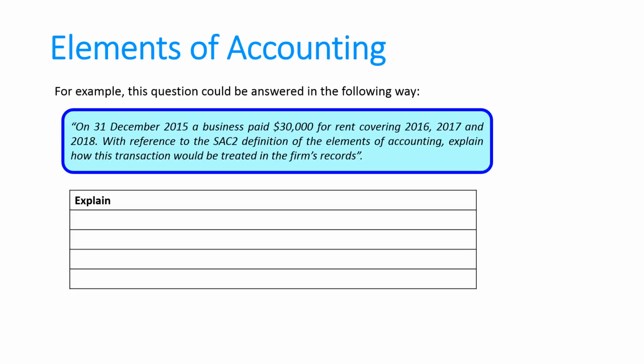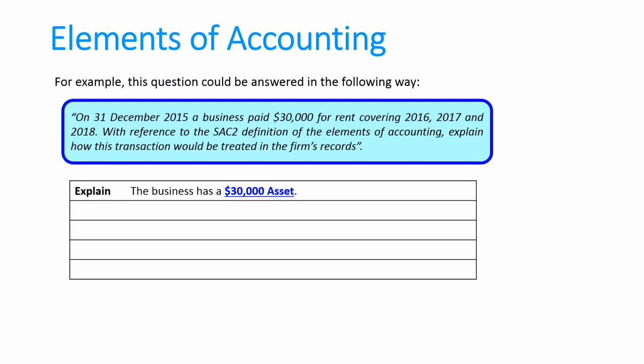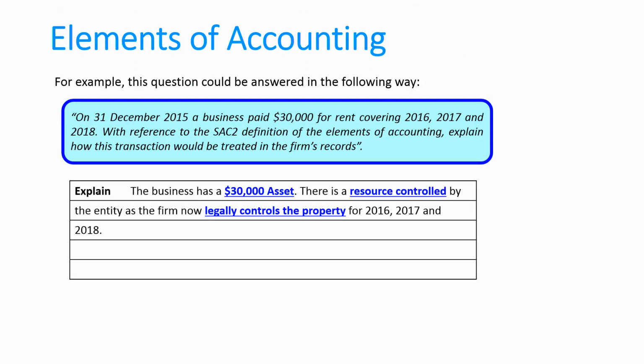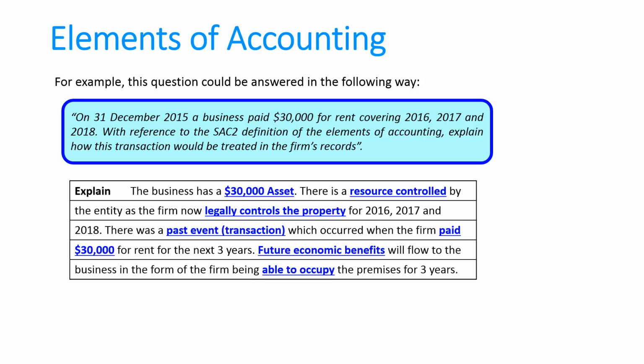So in terms of writing that, I identified what it was, an asset. I did the first part of the definition and related it at the same time, resource control. I then did the second part of the definition, which is a past event, and related it at the same time. And then I did the last part of the definition, which is it's got to have future economic benefits, and related it at the same time.